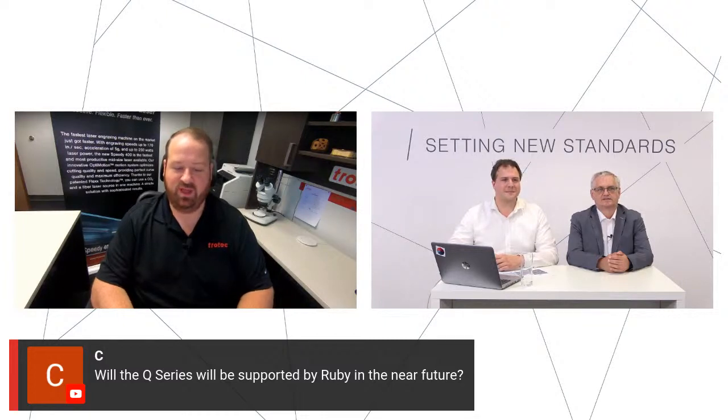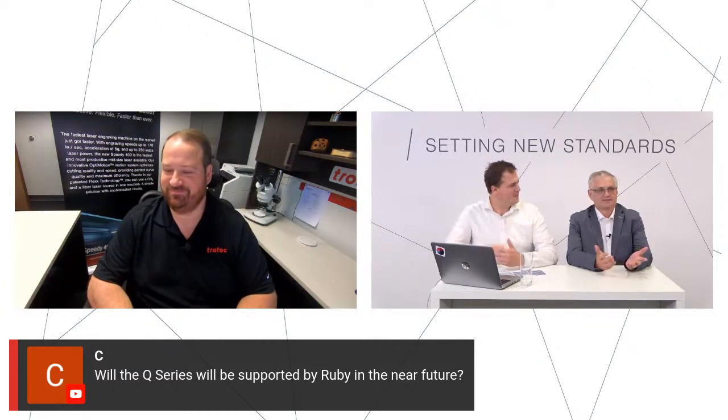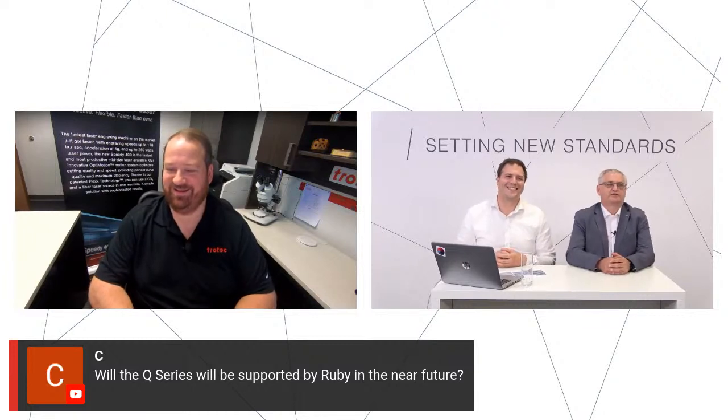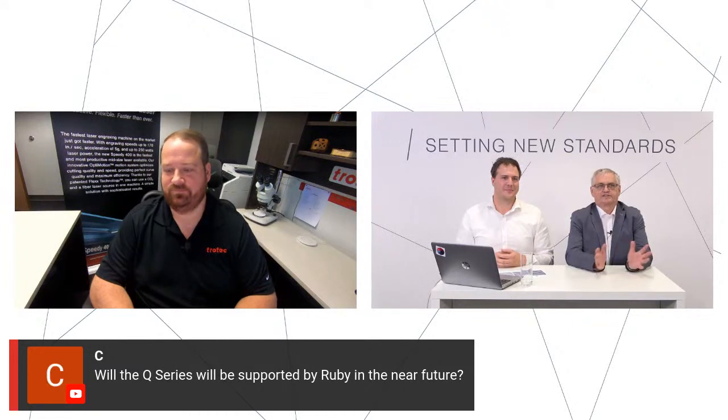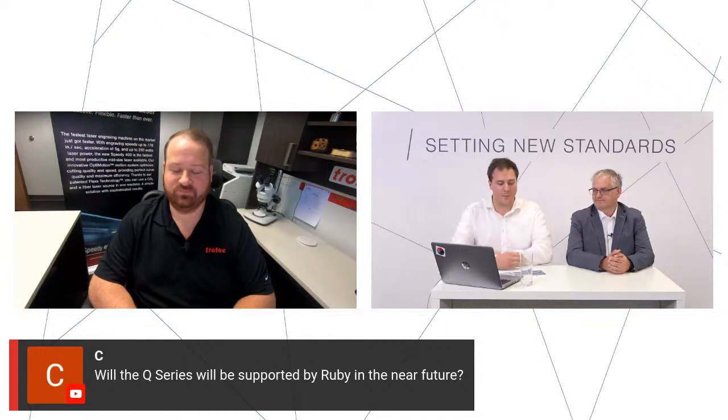Will the Q series be supported with Ruby in the near future? Another good question for probably either Howard or Alex. Yes, the Q series will also be supported by Ruby. Near future, it's a long definition. It's defined that it will come, but there is no fixed date yet. We don't have an ETA on that yet. But as I mentioned on the roadmap, our clear plan, our clear vision and goal for Ruby is to support all Trotec laser machines with it, to really have it as a platform.